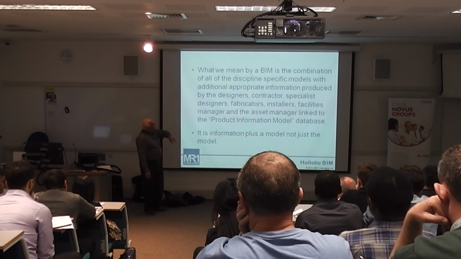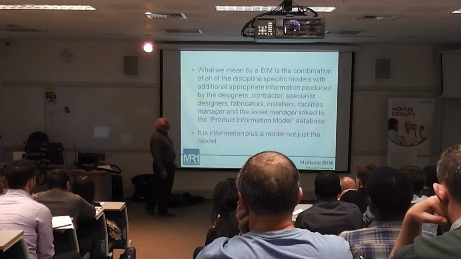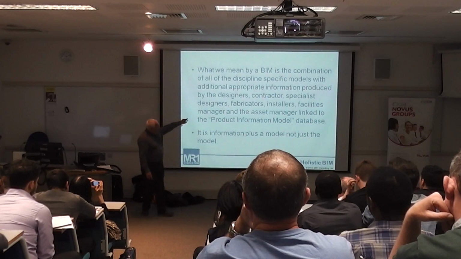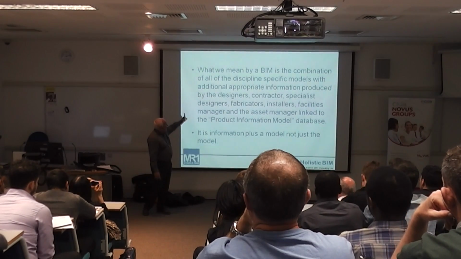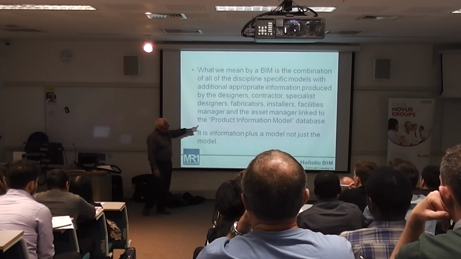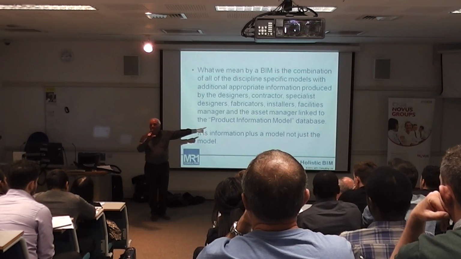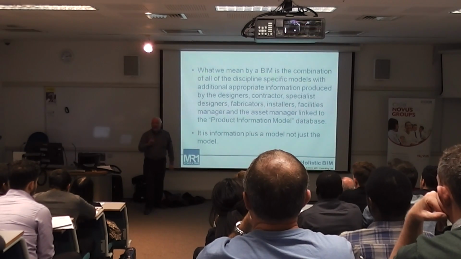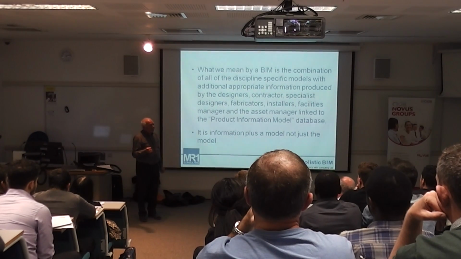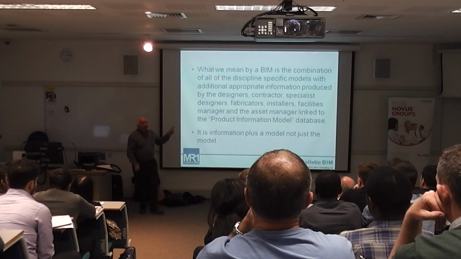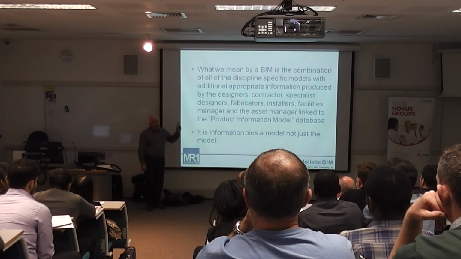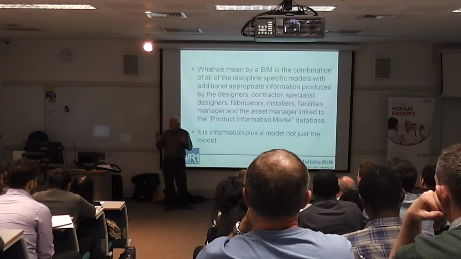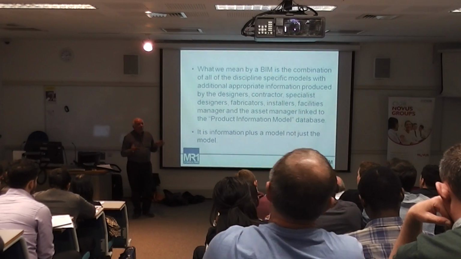Okay, so what we mean by BIM is the combination of all the discipline-specific models with additional appropriate information produced by the designers, contractors, specialist designers, fabricators, installers, facilities managers, and the asset manager to link to the production information model, BIM, which will be delivered at the end of the project into the AIM, the asset information model. So that is what we mean by BIM. Not just, in fact, if you look at this in percentage terms, the 3D model is about 5% of the data that we're going to deliver at handback.